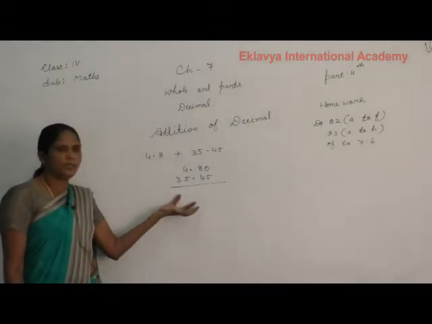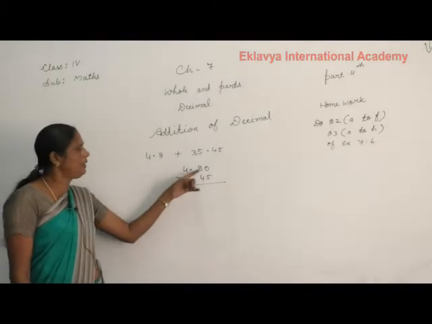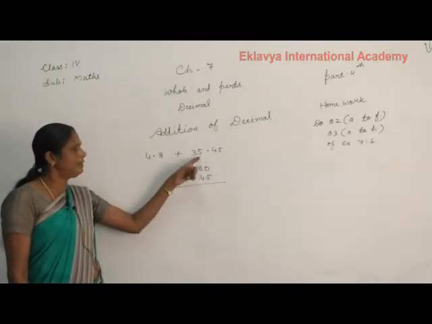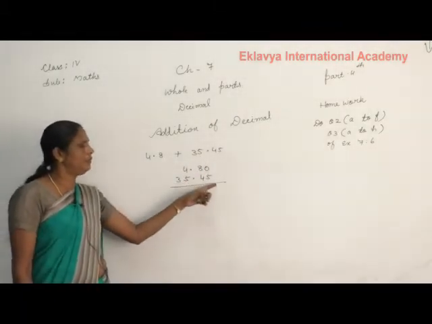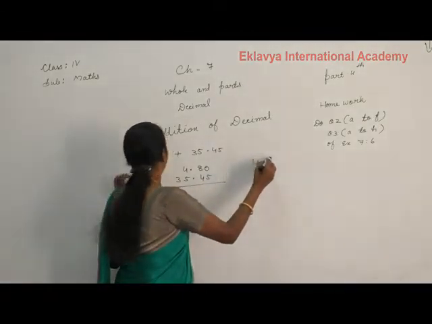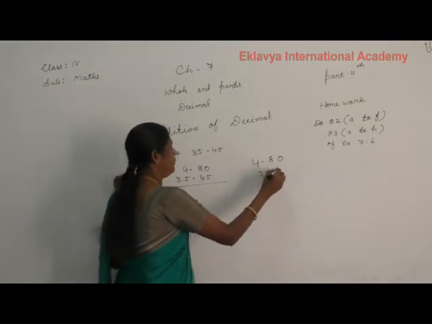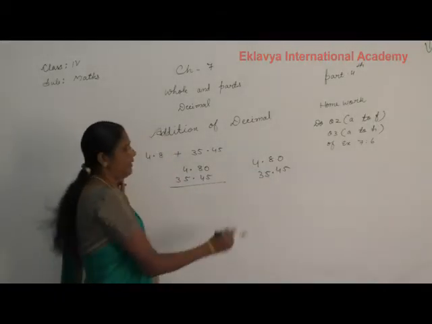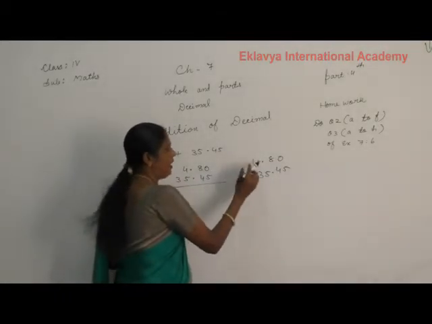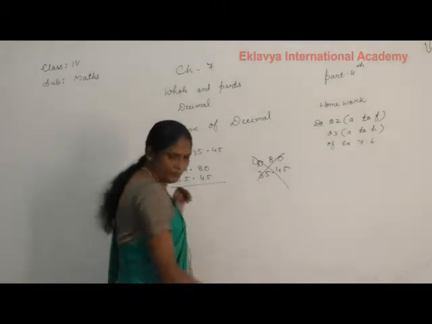You arrange these numbers. First look here: 4.80 and 35.45. Don't write it this way, 4.80 then 35.45. Don't write this way, and don't write it this way either. Okay, this is wrong.